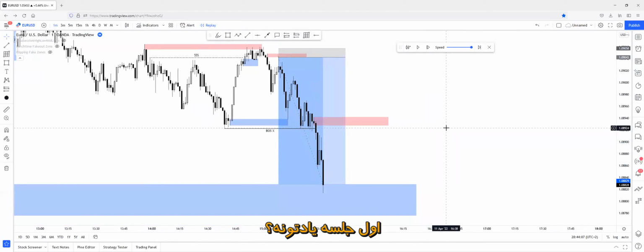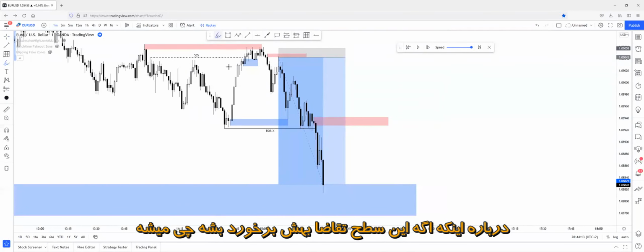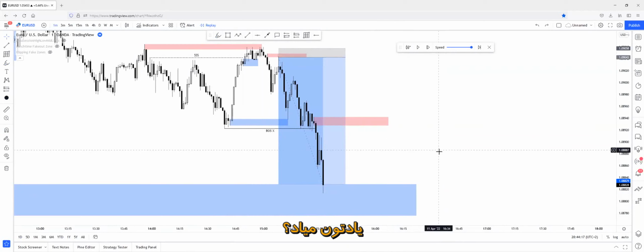Do you remember the start of this? Sorry. Do you remember the start of the session? What I was talking about, what if this demand zone is being tapped? Do you remember?